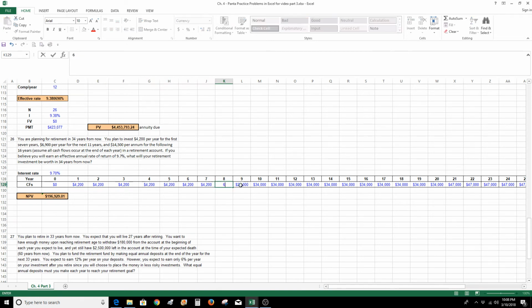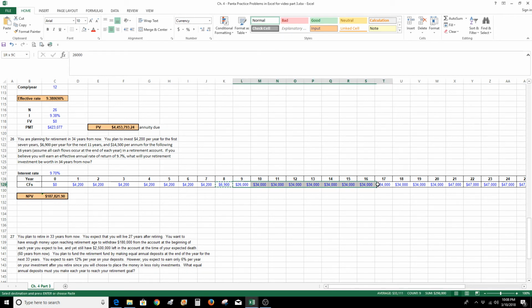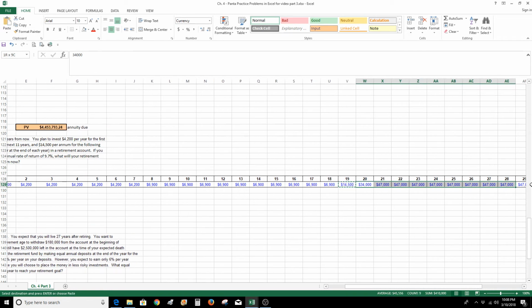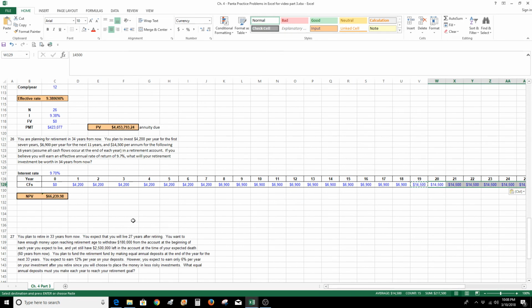And then $6,900 per year for the next 11 years. And then $14,500 per year for the remainder, which is 16 years. Okay, so that gives us a net present value of $66,239.98. But that's our present value.